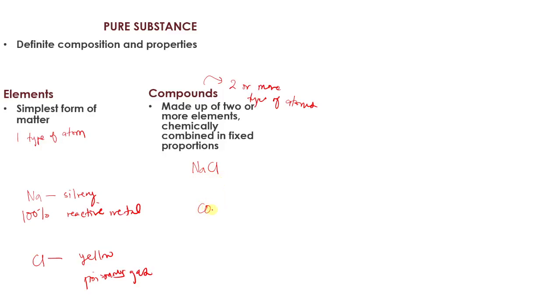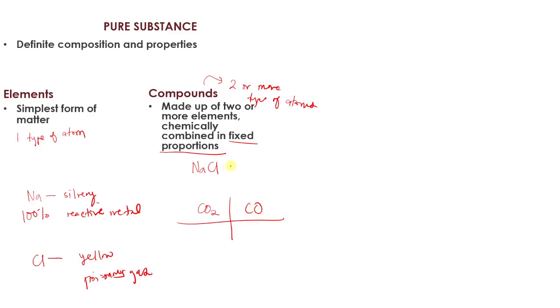Other compounds, for example, are carbon dioxide and carbon monoxide. In this case, both of these compounds are made up of the same elements, carbon and oxygen, but they are two different compounds. So again, each compound has its fixed proportions. In this case, for every one carbon, we have two oxygen atoms. Then here we have a one-to-one amount of carbon atom to oxygen atom. So again, these are the pure substances. They have definite composition and properties.